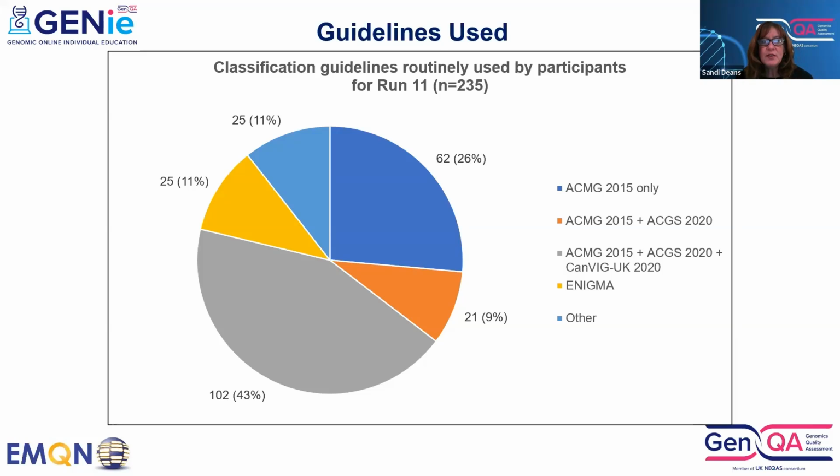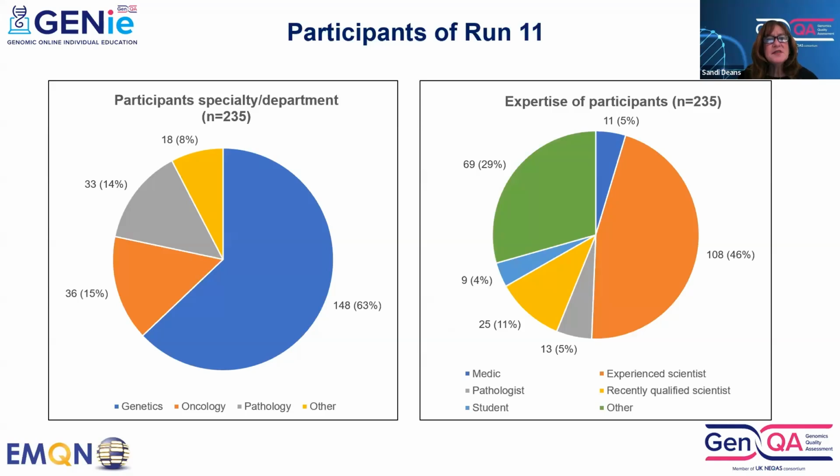And then we have a further 11% who are using ENIGMA guidelines only, and then another 11% who are using a smattering of different guidelines that are out there, some of which are also in-house guidance. So it's very difficult to define exactly how they have come about their classification. Next slide, please. So this is a breakdown of the background of individuals who are assessing these variants.